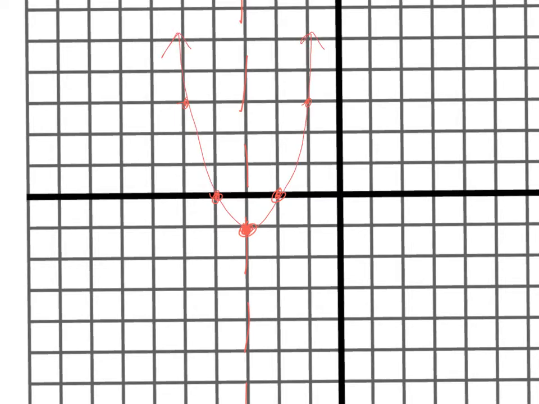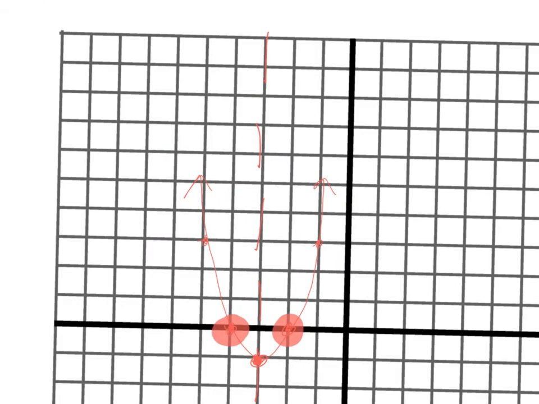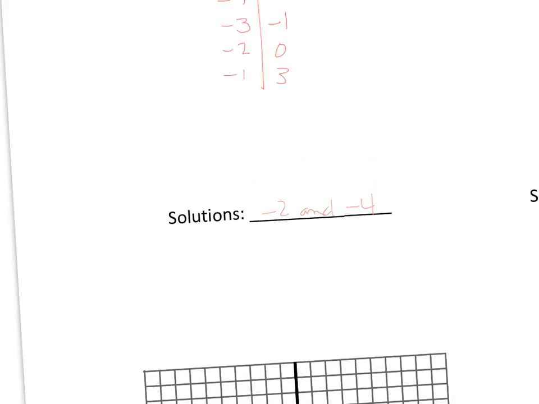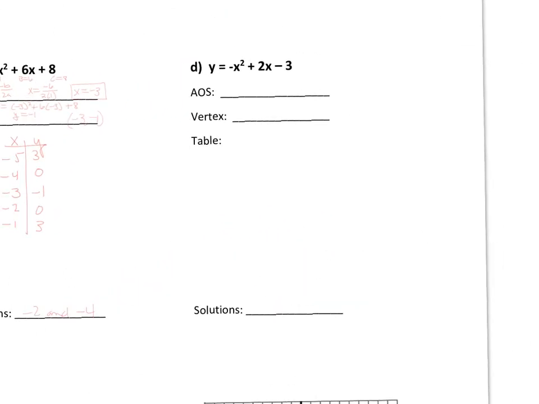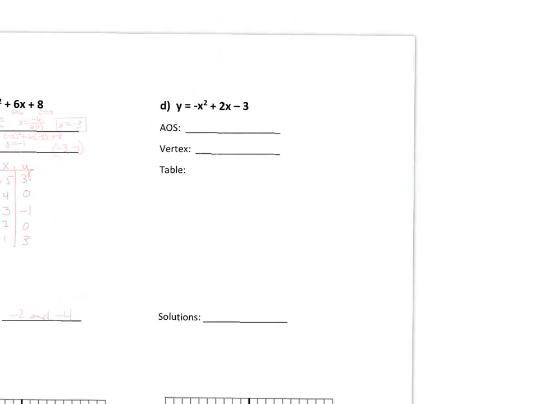Okay, and so now the question is, where does it cross the x-axis? Well, in this case, if I'm looking there, it's clearly crossing at negative 2 and then negative 4. Okay, so I'm going to go back up here, and my answers are going to be negative 2 and negative 4. That's where it's crossing. Okay, all right, we're going to go to D, and this is going to be our last example for today.